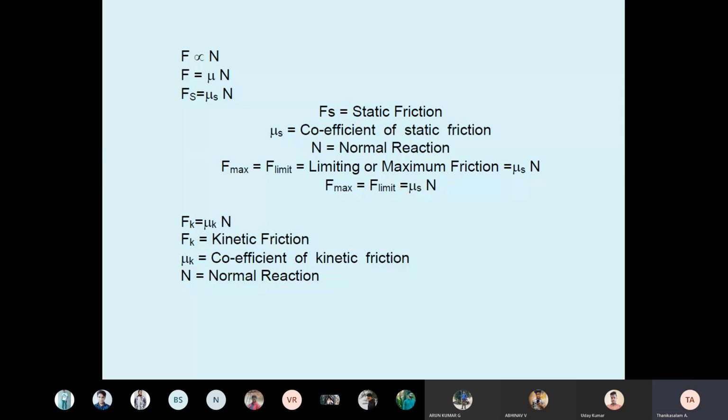When the body is moving, we say kinetic friction or dynamic friction. Fk equals mu k into N. Fk is kinetic friction, mu k is the coefficient of kinetic friction, and N is the normal reaction.